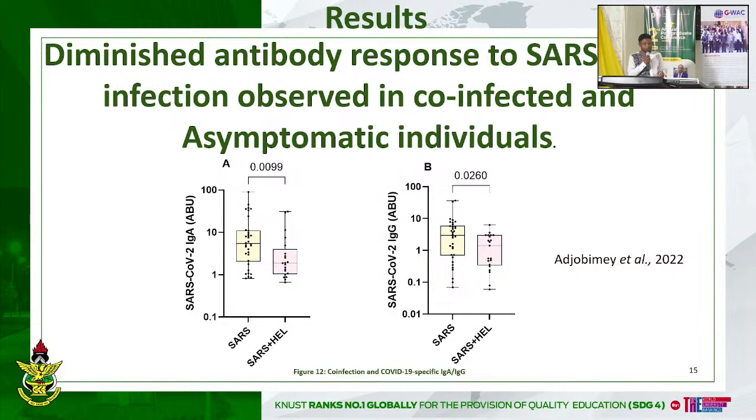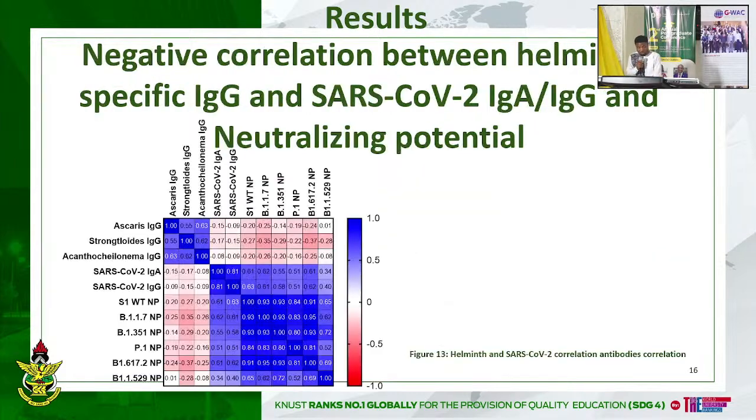And interestingly, we found that co-infected individuals tend to have a lower expression of SARS-CoV-2 specific IgM and IgG, which is actually in alignment with our previous findings, due to the fact that if the co-infected individuals tend to have a suppressed Th1 immunity, it means that the Th1 immunity, which is responsible for antibody production, would also be impacted.